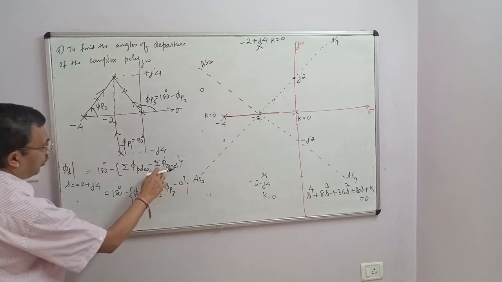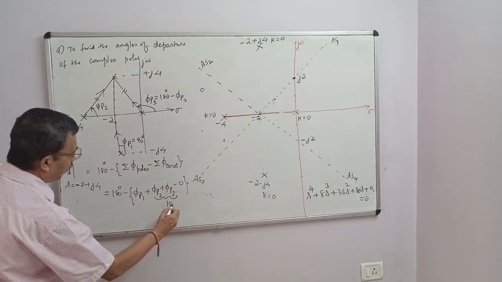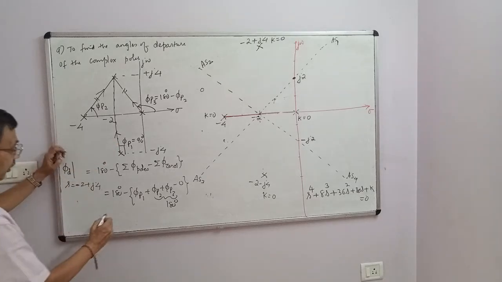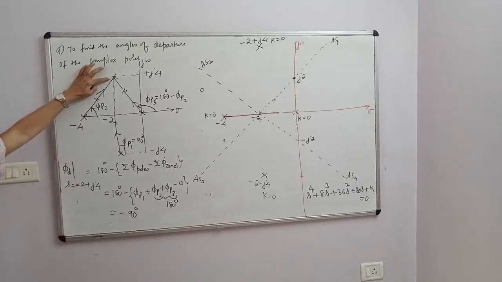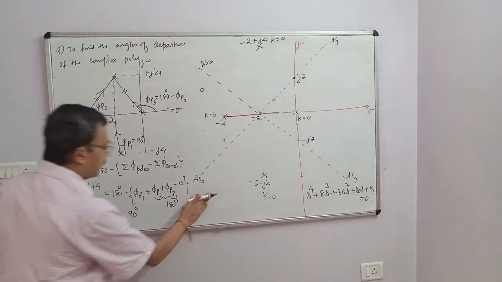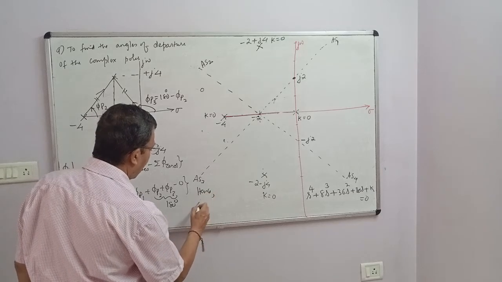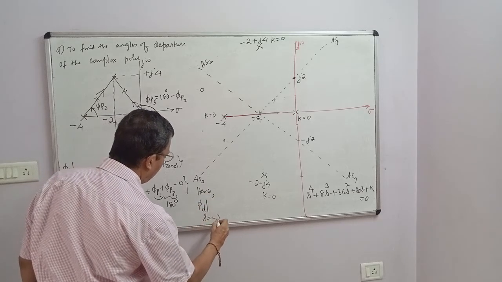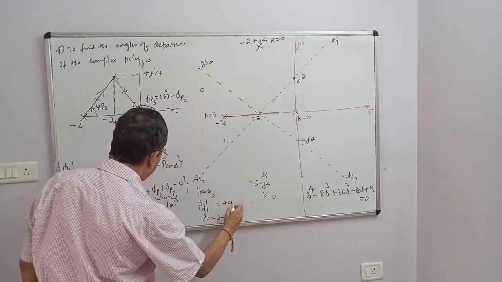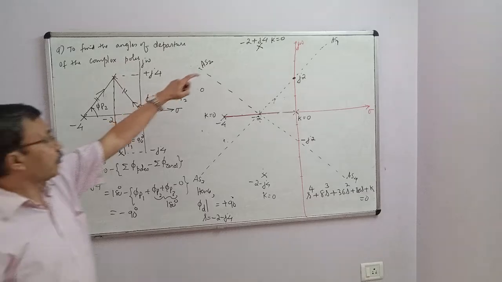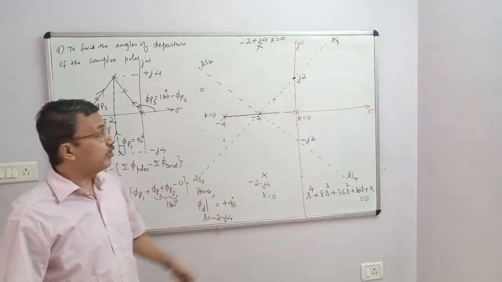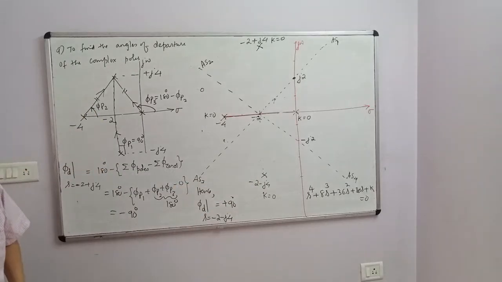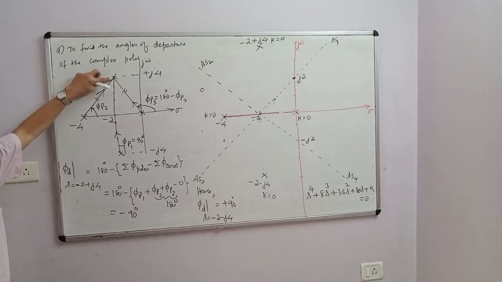No zeros, therefore this summation is 0. Phi p2 plus phi p3 is 180 degrees. Phi p1 is 90 degrees. Therefore this angle works out to be minus 90 degrees. Angle of departure of this complex pole is minus 90 degrees. Hence, angle of departure of the pole at s is equal to minus 2 minus j4 is plus 90 degrees. We have drawn vectors to this pole because we are interested in the angle of departure of this pole.